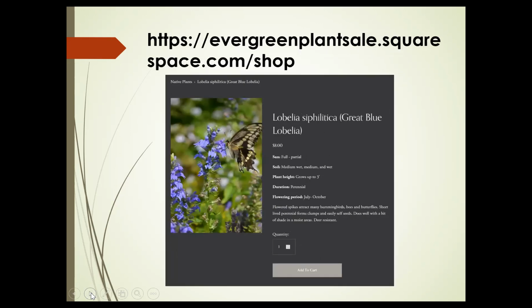So this is just two of those slides of the plants that we offer, just to give you an idea of what that looks like. So you can go to our website under sale, and you will find our native plant sale where you can place those orders.